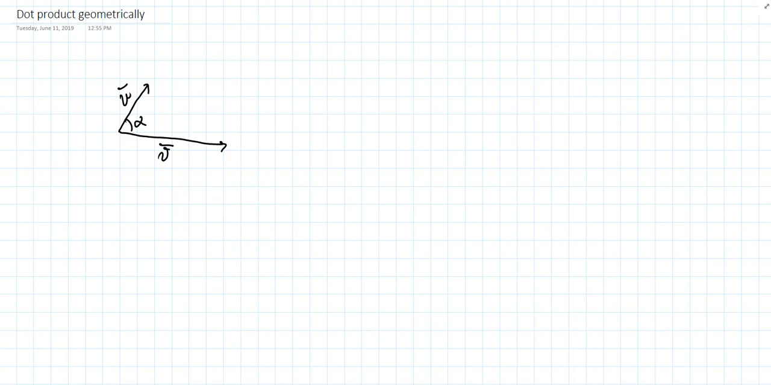Okay? Now I would like to find this alpha if we're given the vectors, or if we're given the alpha, how to find one of the vectors. Okay? So in order to do this, we are going to subtract the vectors. Okay? So if you write down this vector here.